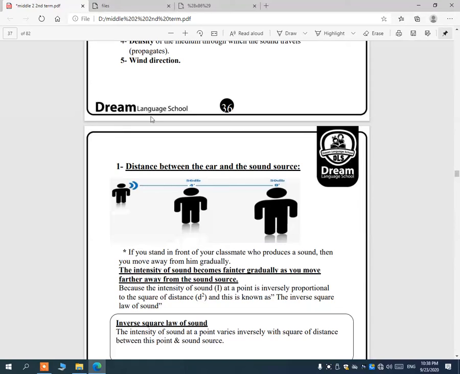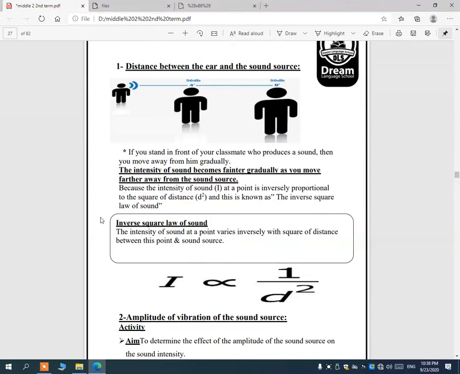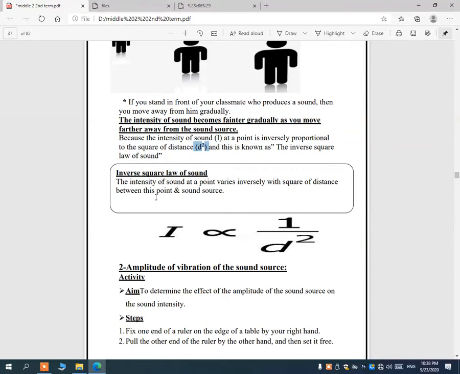By increasing the distance between our ears and the sound source, the sound intensity decreases. So increasing distance, sound intensity decreases, so it's an inverse relation or indirect relation. So we have here an indirect relation between sound intensity and the square distance, d square, and that's a law called inverse square law of sound.